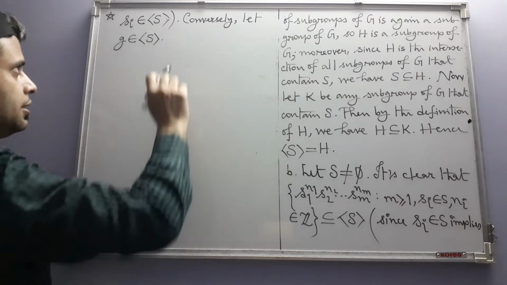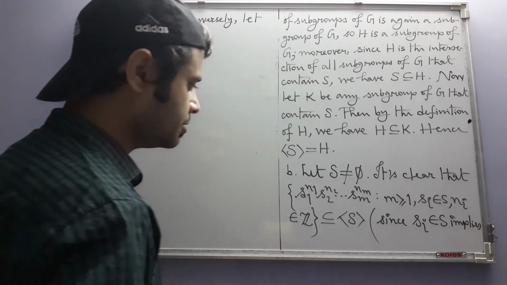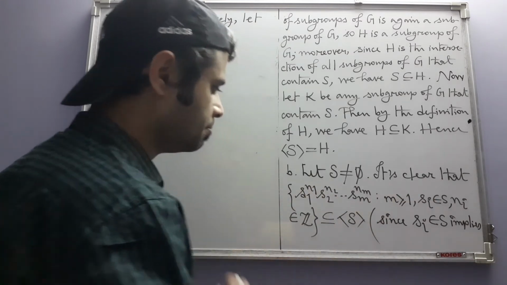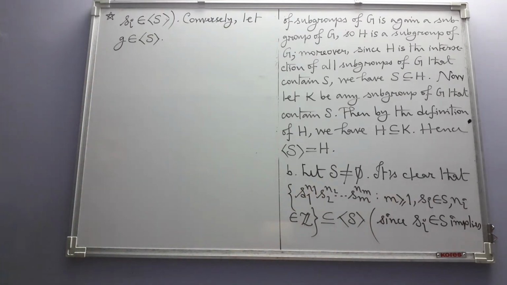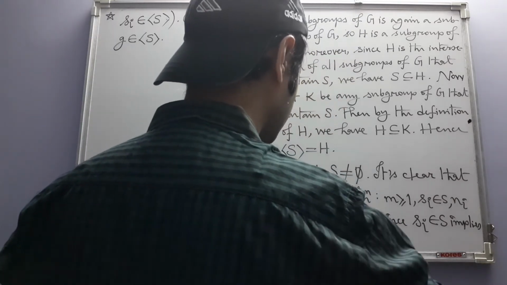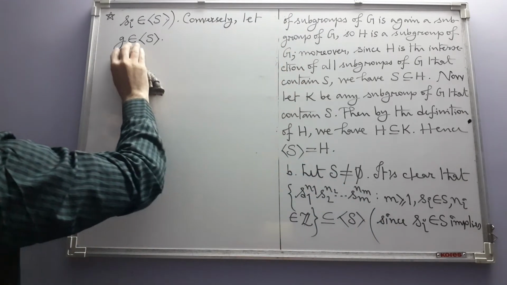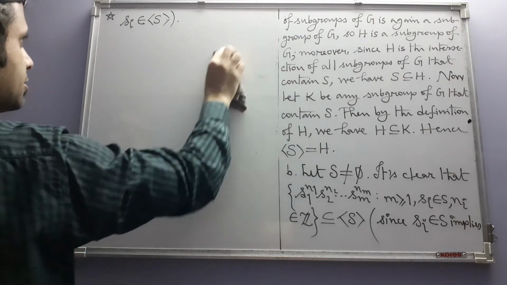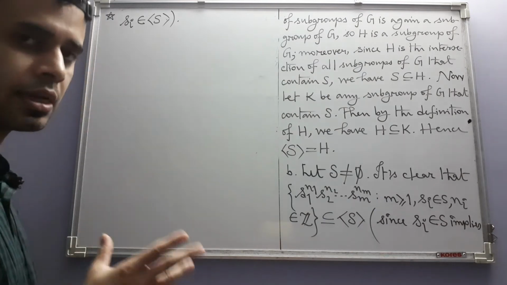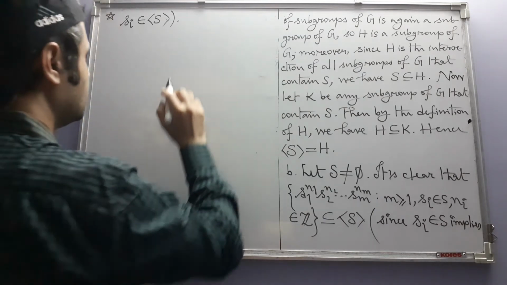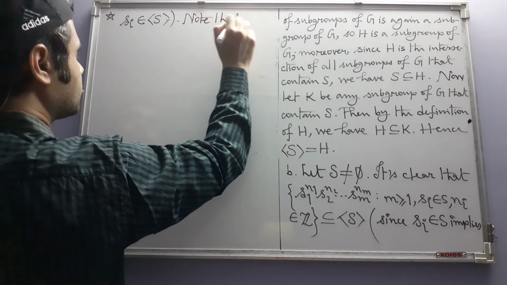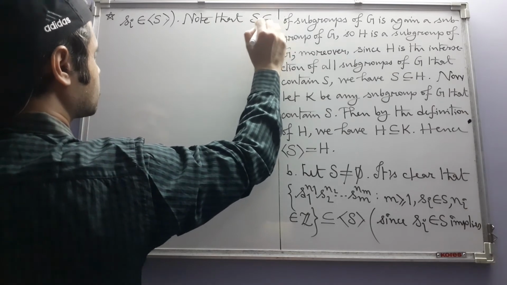Okay, instead of taking an element and proceeding like this, why don't we show that this set itself is a subgroup of G containing S? Yeah, that's what we have to show. This is fine, this one contains this, that is fine, but now let us try to show that this set itself is a subgroup of G containing S. Note that S is contained in this set.